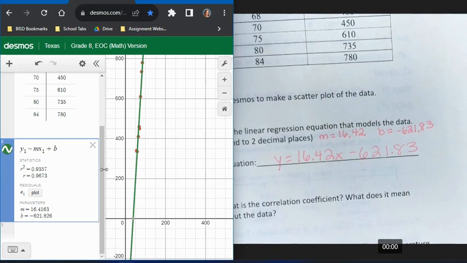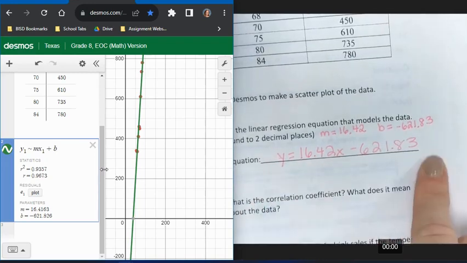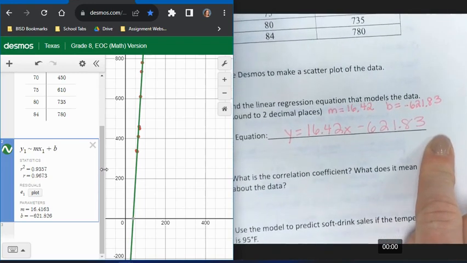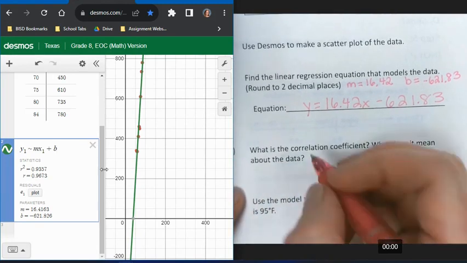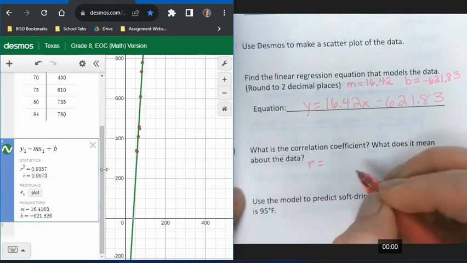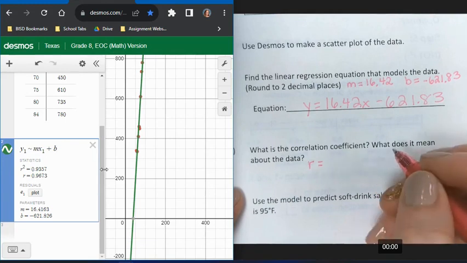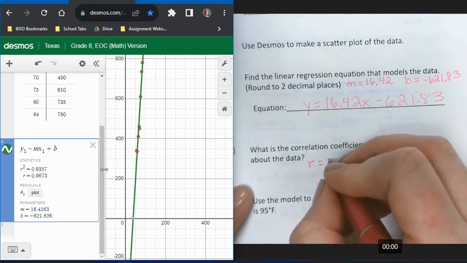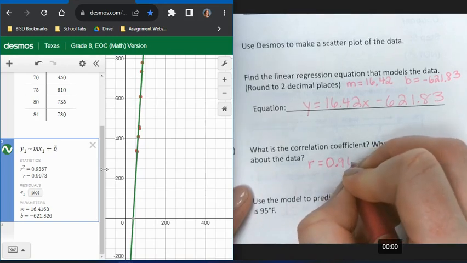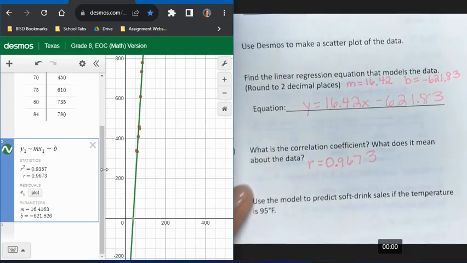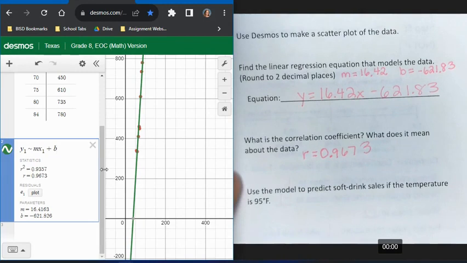Is that what y'all got? Okay, just making sure. So that's our equation, mx plus b. And then it says, what's the correlation coefficient? That's the R value, not R squared. Do not use R squared. We're going to round this to 4 decimal places, just like it shows up: 0.9673.